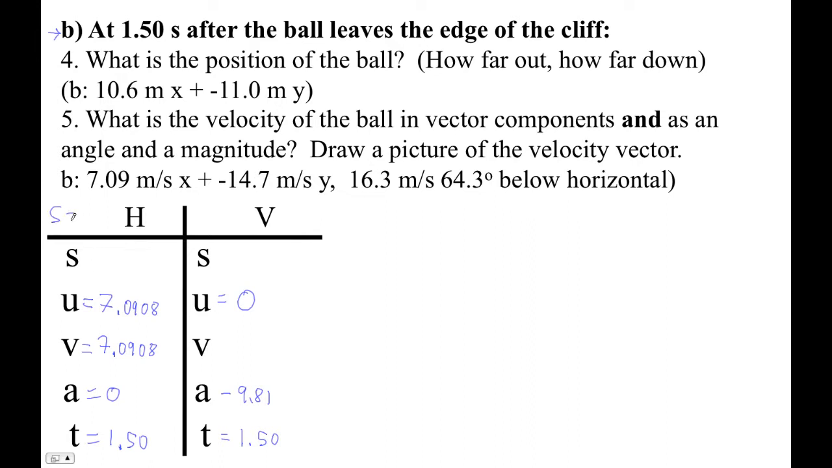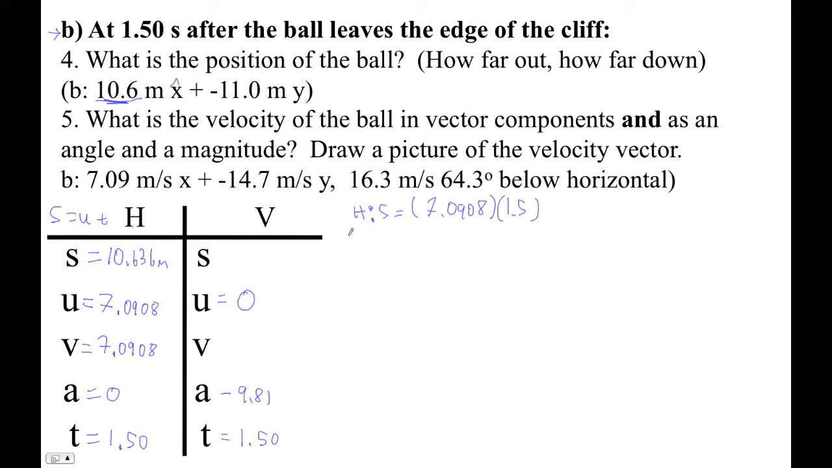S is always UT, right? So horizontally, our S is, what is it, 7.0908 times 1.5. Okay, there it is, times 1.5. And that is 10.636. Right? So there it is. That's how far over.